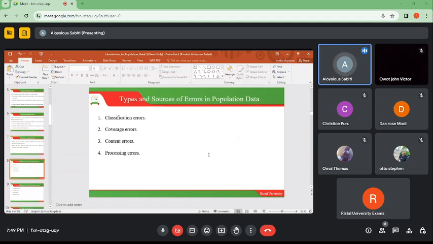We now want to understand some of the types and sources of error, especially in population data. And we're looking at four main errors or sources of error in population data.